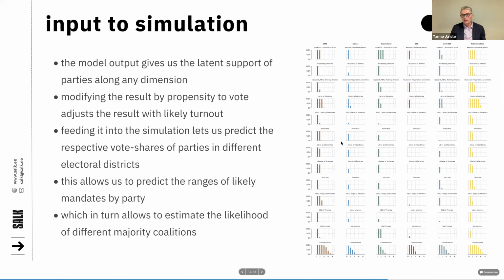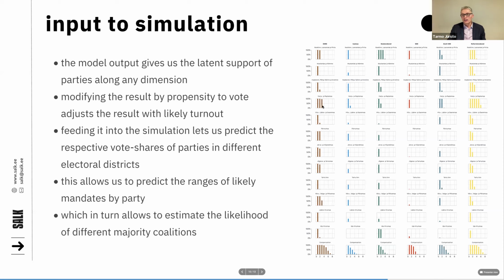plot is that there's a different number of mandates in different electoral districts. So the biggest one is the line number 4. So this is 16 mandates that are given out in this biggest district. The smallest one is Lääne-Virumaa down here, which is just 5 mandates.